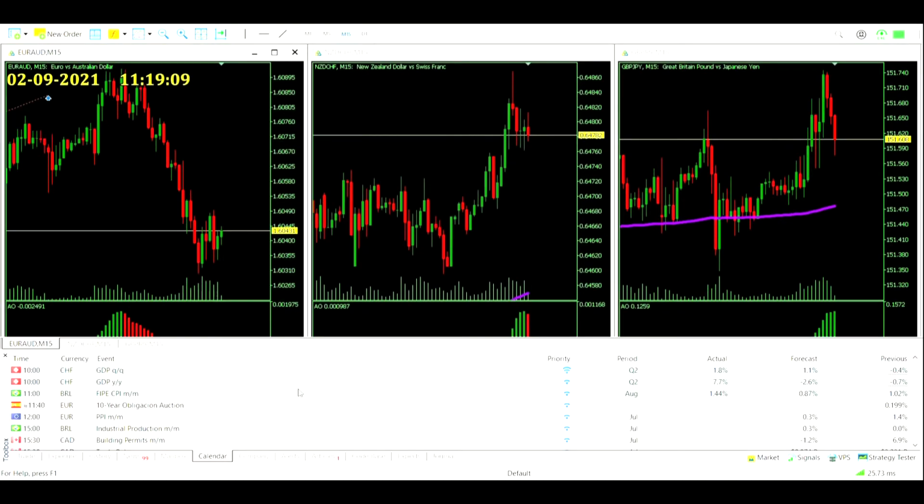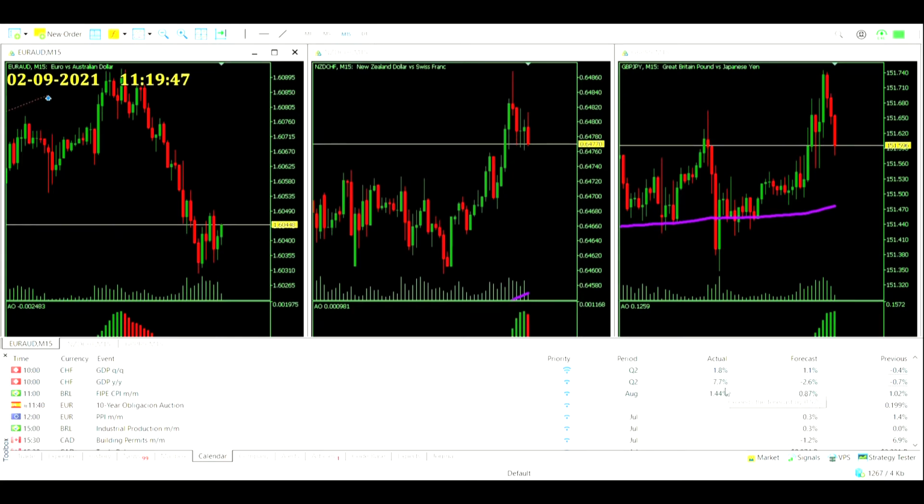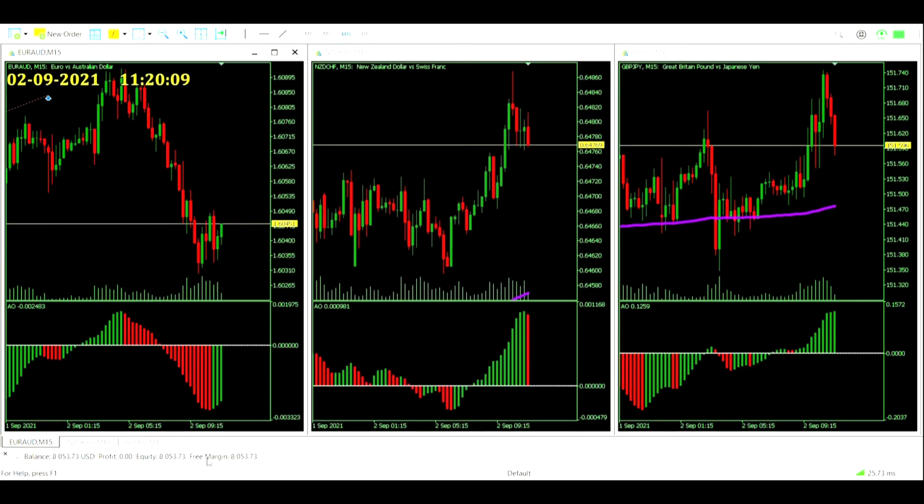We did get those GDP quarterly and yearly numbers feed through. They were pretty strong for the Swiss, so they've had good numbers for GDP and CPI today, but not really any positive impact against the strength that's ongoing for that New Zealand dollar. GDP quarterly for the Swiss, 1.8 against 1.1 forecast, and the yearly was 7.7% actual against minus 2.6% forecast, so really strong beat for the Swiss there. They'll be very pleased with that. No signals yet though.